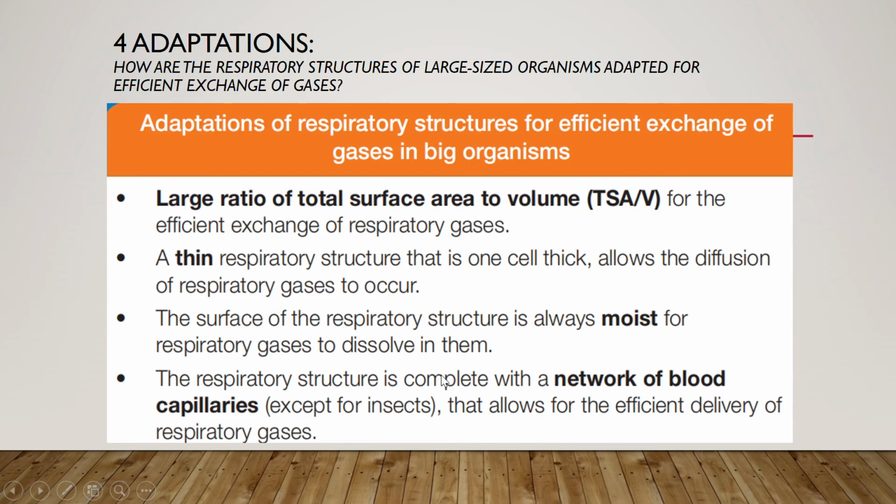The fourth point is that the structure must have a dense network of blood capillaries, except for insects, which don't have blood. We are going to look at it afterwards. So have you remembered the 4 points, the 4 keywords, the 4 adaptations?